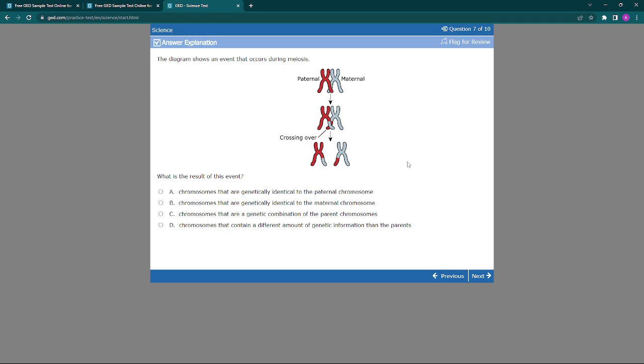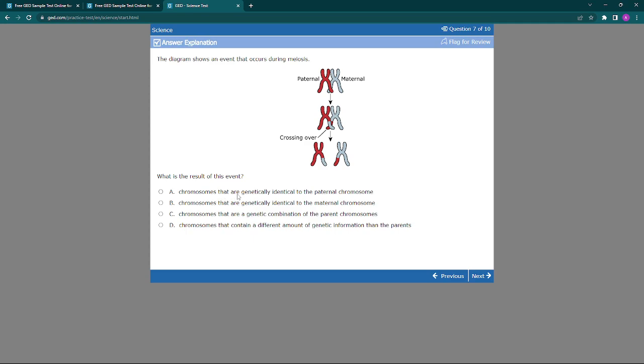Anyways, the diagram shows an event that occurs during meiosis. So paternal, maternal, and then they do crossing over, and then they separate with crossed genes. What is the result of this event? Well, the paternal has some of the maternal, and the maternal has some of the paternal.